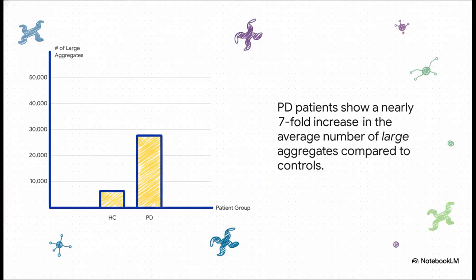Now, consistent with what we already know from neuropathology, the number of large aggregates, those big enough to be resolved as larger than the optical diffraction limit, was substantially higher in patients with Parkinson's. The data show an average of about 26,314 large aggregates in PD samples compared to just 3,866 in healthy controls. That's a nearly seven-fold increase.